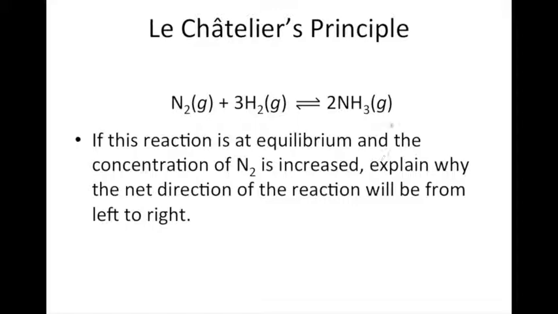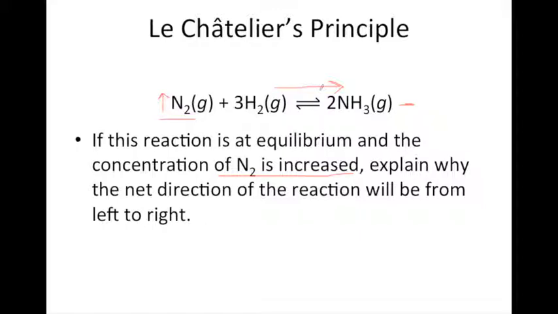So let's use our reaction here, the formation of ammonia, in order to help explain how equilibrium is reestablished. So we have this reaction, and let's say it is at equilibrium, and we disturb the equilibrium by increasing the concentration of nitrogen. Explain why the net direction of the reaction will be from left to right. If we increase the concentration of nitrogen, we know that the reaction will proceed from left to right. Our net direction will be from left to right in order to reestablish equilibrium.